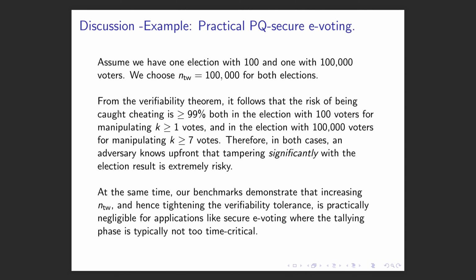Okay, so I said that the adversary's chance of cheating without detection is exponentially bounded, but does it actually converge to something nice fast enough for us? So let's consider two elections for this: one with 100 voters and the other with 100,000 voters. And we're going to let the number of dummies be 100,000 for both elections. So for the verifiability theorem, it follows that the risk of cheating is greater than 100% for both elections, but for different k-bounds. In the first election, we get the k-bound for a single vote, whereas in the second election, you have to change 7 votes.